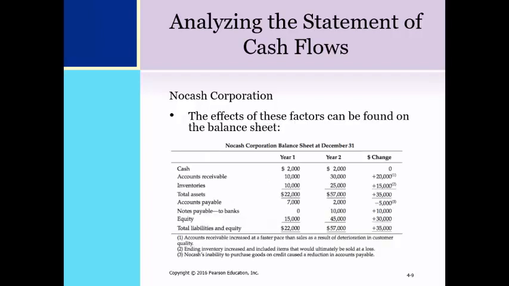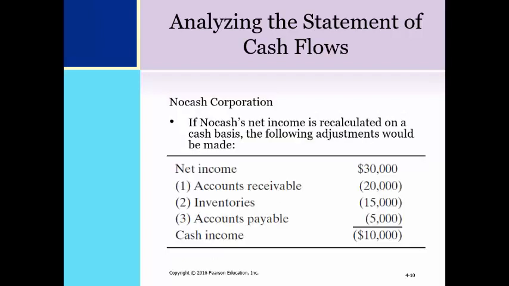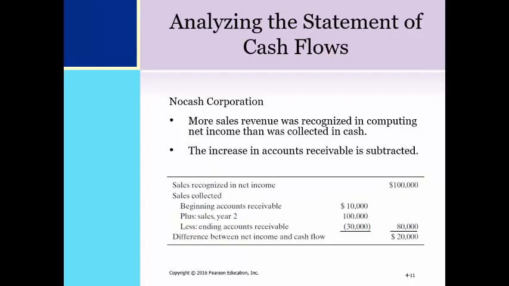This is No Cash Corporation's comparative balance sheet for year 1 and year 2 with changes in the accounts. As we can see, there has been no increase in cash. No Cash Corporation's income statement on a cash basis shows that its cash flows from operations was actually a negative $10,000. The difference between sales on an accrual basis, $100,000, and on a cash basis, $80,000, was $20,000, which was the amount by which accounts receivable increased from year 1 to year 2.